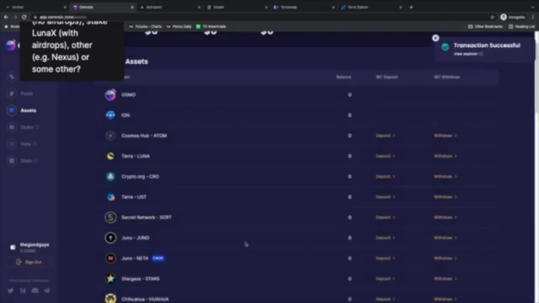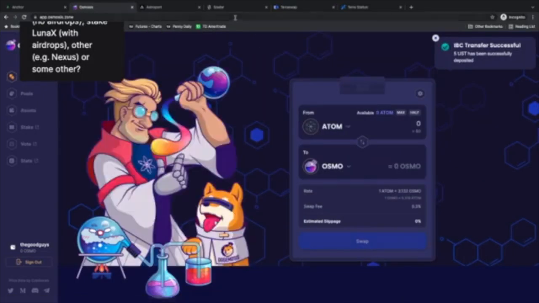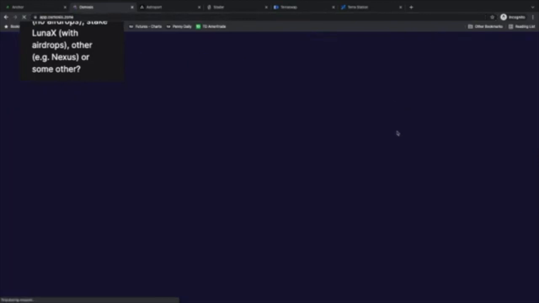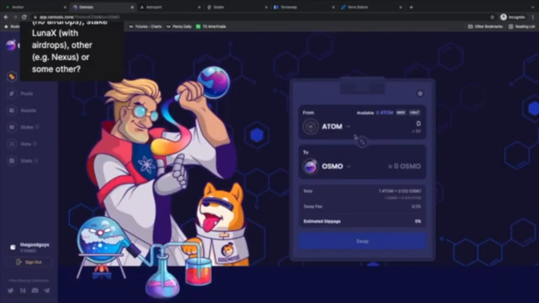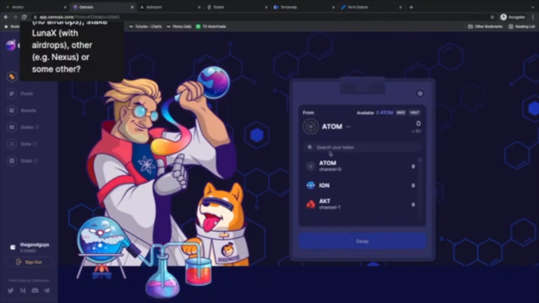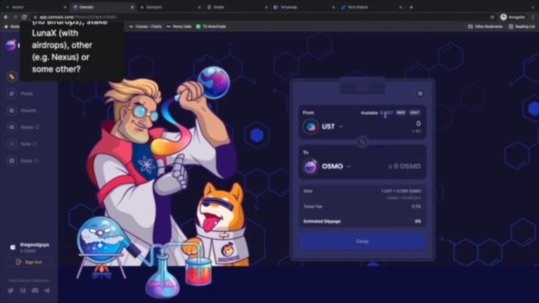And I'm just going to refresh app.osmosis.zone, a little trick I found. Sometimes you just have to refresh the pages to get that wallet to come up. If I type in UST here, you should see your $5. So there's my $5 that I just brought over. And now I can buy Secret, I can buy Osmo, I can buy Juno.